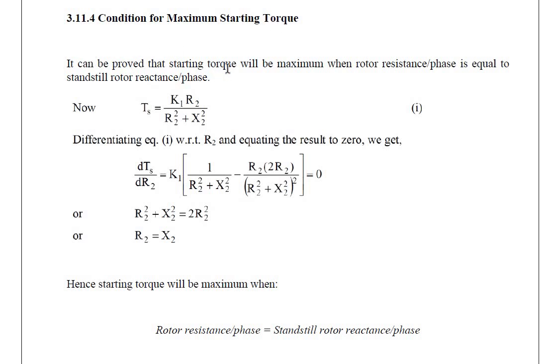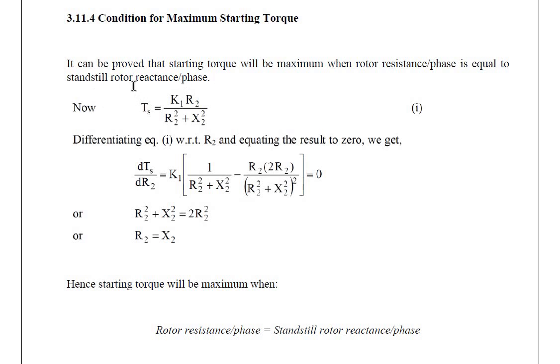So it can be proved that starting torque will be maximum when the rotor resistance per phase is equal to the standstill rotor reactance per phase. Simple. Maximum starting torque will be available when the rotor resistance is equal to the rotor reactance per phase at the standstill condition. So simply we have to prove this for the three-phase induction machine starting torque.